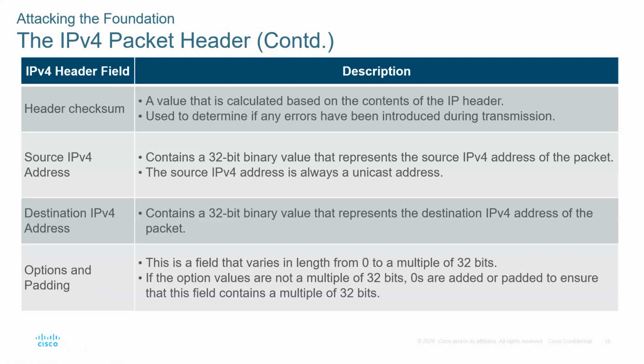It's either between 0 and 32. And if zeros are added, this is just to make sure. Sometimes we add zeros up to 32 just to make sure that you have a 32-bit number.